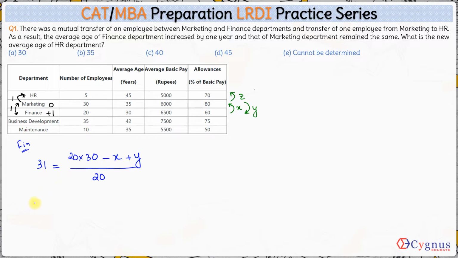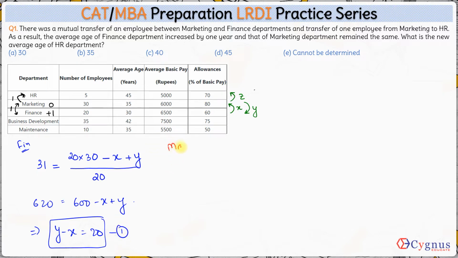So we have 31 into 20 is 620, which is equal to 600 minus X plus Y. So from here we get Y minus X is equal to 20. This is the first thing that we have: Y minus X is equal to 20.